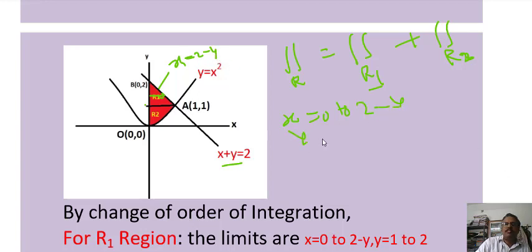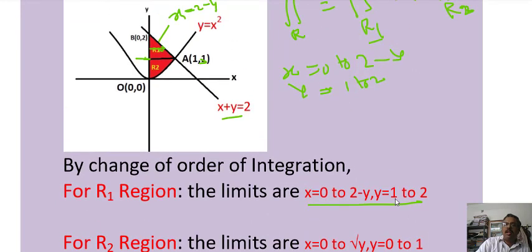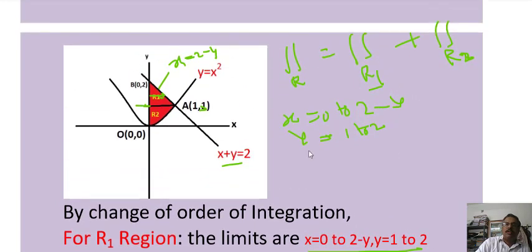Now the y limits are very simple. Here the starting y coordinate is 1, going from 1 to 2. So for the upper region, the limits are x equals 0 to 2 minus y, and the y limits are 1 to 2.